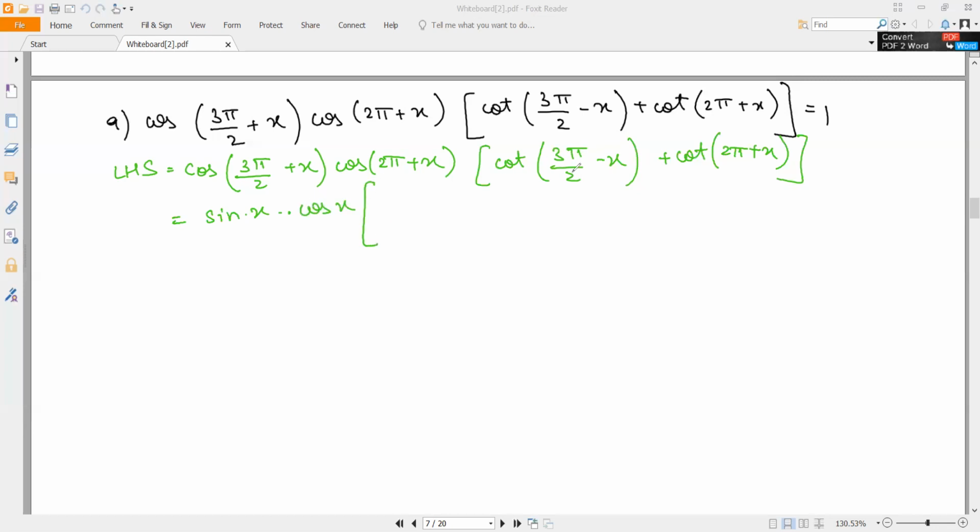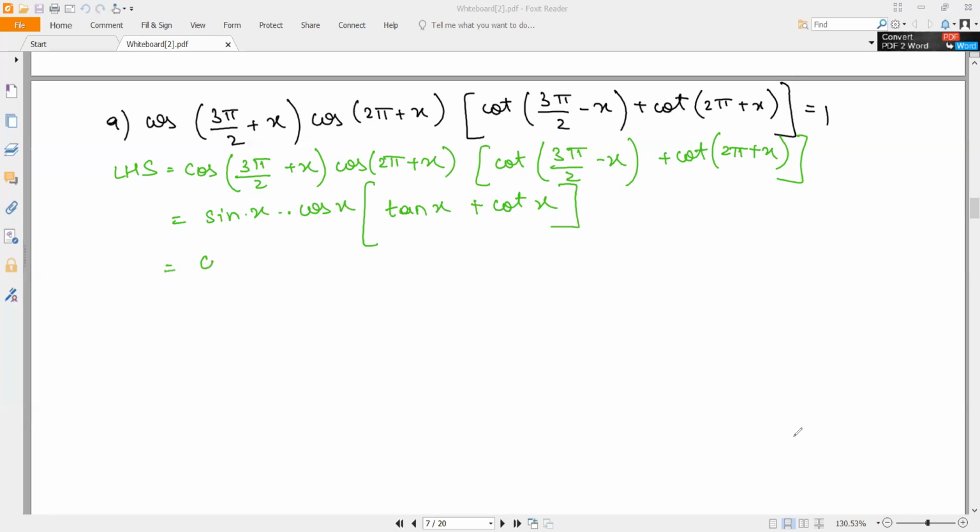Cot of 3 pi by 2 minus x. So this is the third quadrant. Third quadrant cot is positive. And 3 pi by 2 means it will change into tan. So you have positive tan x plus cot x, because anything 2 pi plus theta is theta itself, like trigonometric function.